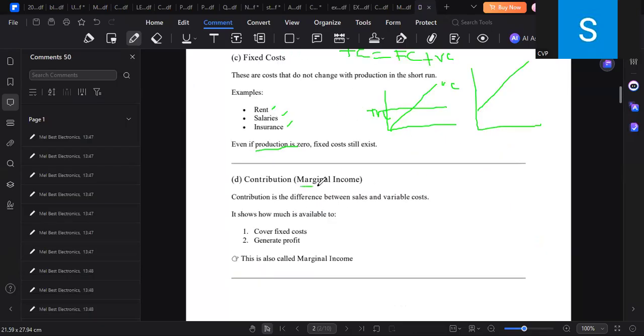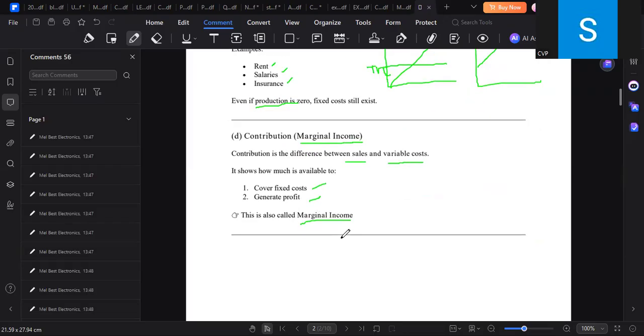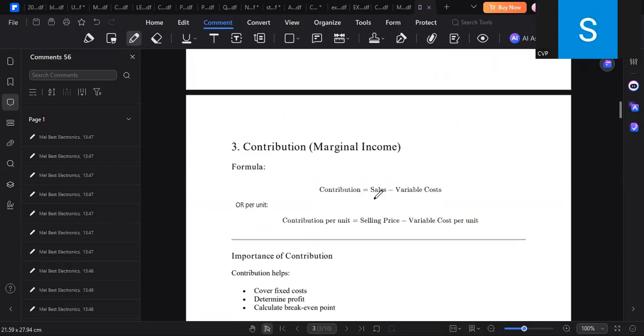And what is a contribution? Contribution is simply the marginal income. Contribution is simply the difference between the sales and our variable cost. So it shows you how much is available to cover our costs, how much is available to generate a profit. So the contribution is also called the marginal income. Okay, so contribution is given by sales minus variable costs. And contribution per unit is simply given by selling price per unit minus variable cost per unit. Okay, this is the formula.